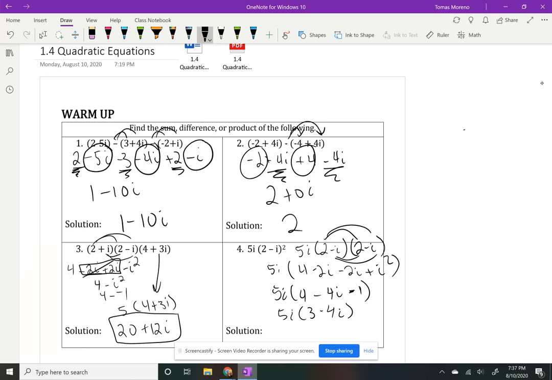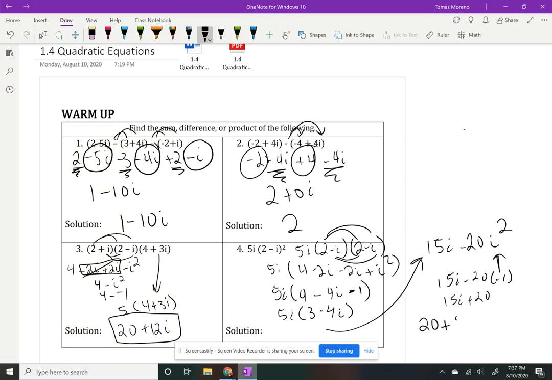Now I distribute the 5i, and I'm running out of real estate, so I'm going to put it over here. So I have 15i minus 20i squared. And what is this again? That is negative 1. That i squared keeps popping up, so then this becomes 15i plus 20. Now remember, our complex number, our real part always has to come to the front, and our imaginary part is always at the end.